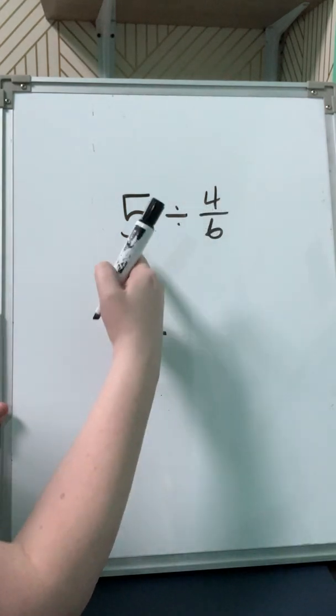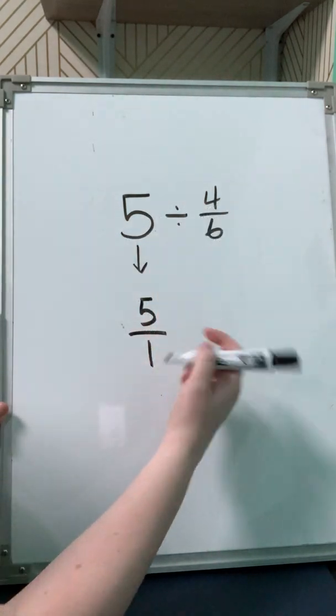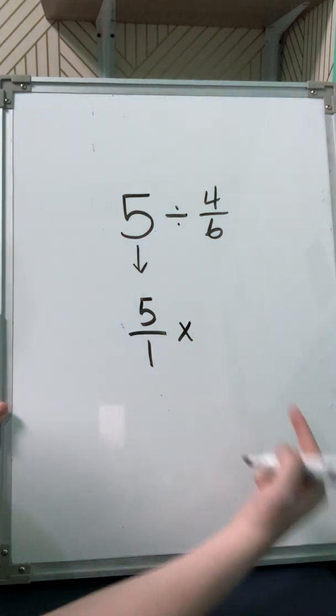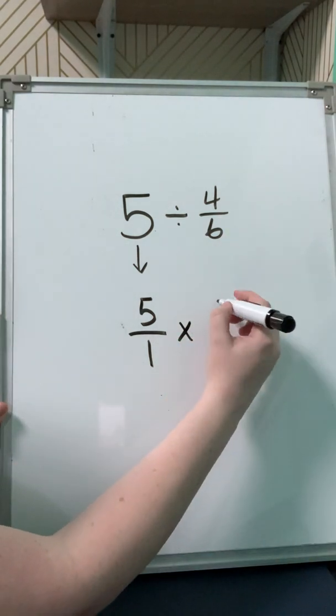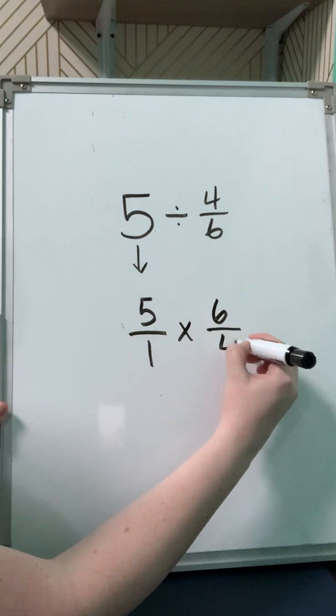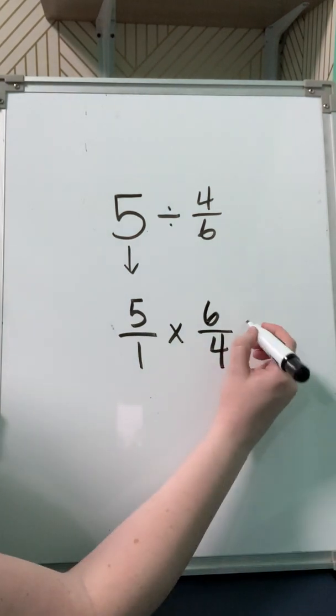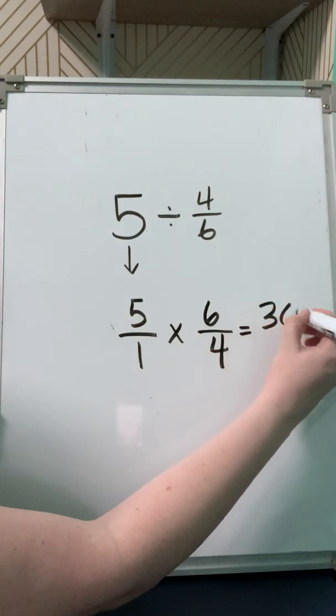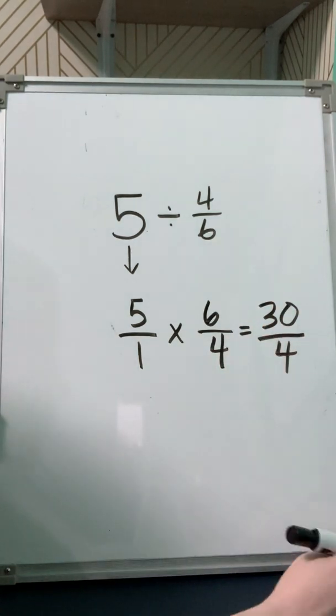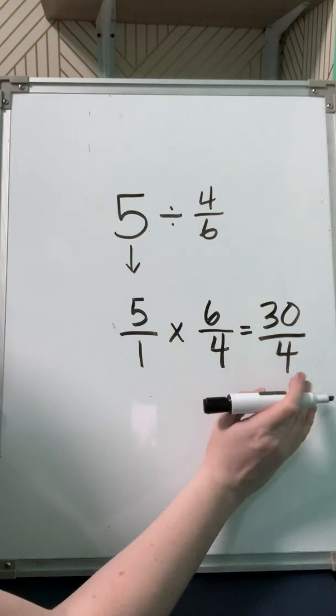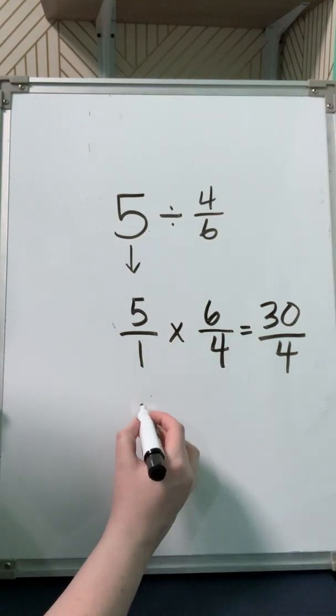So this is keep. We're going to change our sign from division to multiplication, and then we're going to flip our second fraction. Okay, so now we have 5/1 times 6/4, and we end up with 30/4.